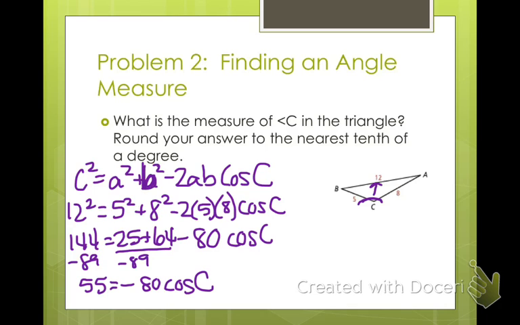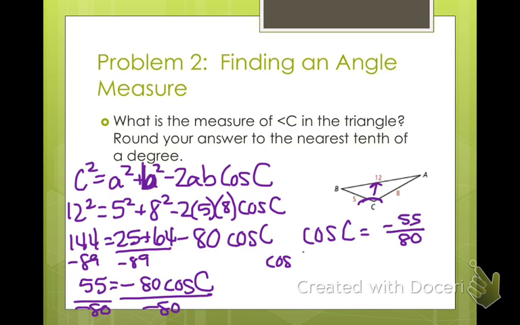Now, in order to solve for C, first we're going to divide by negative 80. So we know cosine of C equals negative 55 over 80. Now, remember when we did the last lesson when we talked about not having the degree of an angle, we can't just divide by cosine because cosine has to have a value associated with it. So what we do is we multiply by the inverse of cosine. So cosine inverse. So C equals cosine inverse of negative 55 over 80.